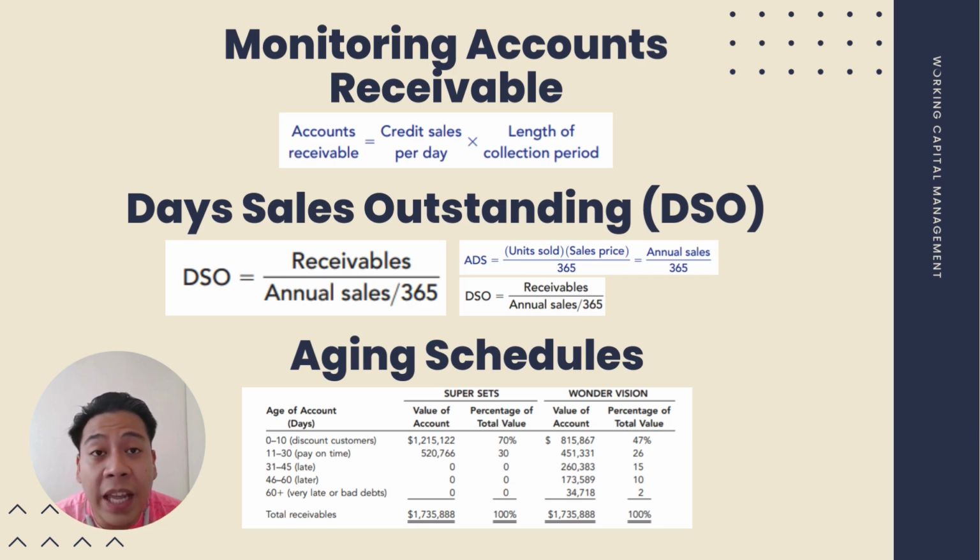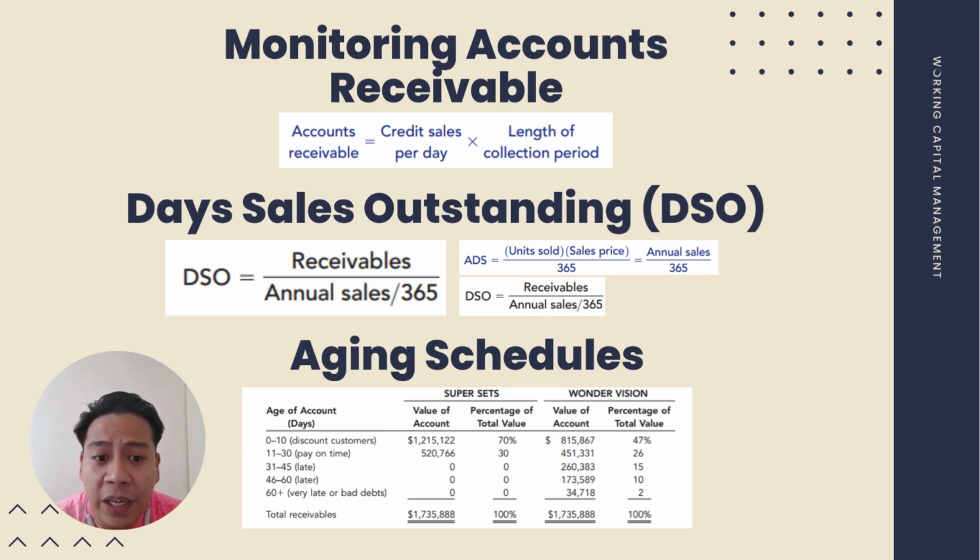Okay. So 108,493 times our DSO, which is 16, that would be 1,735,888. Now, days sales outstanding measures how long it takes for customers to pay for their credit purchases and can be compared to industry averages.